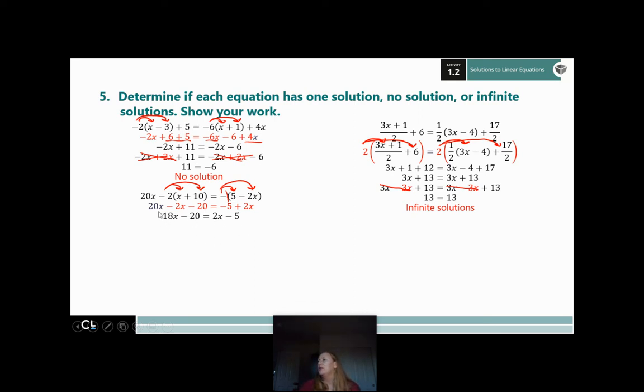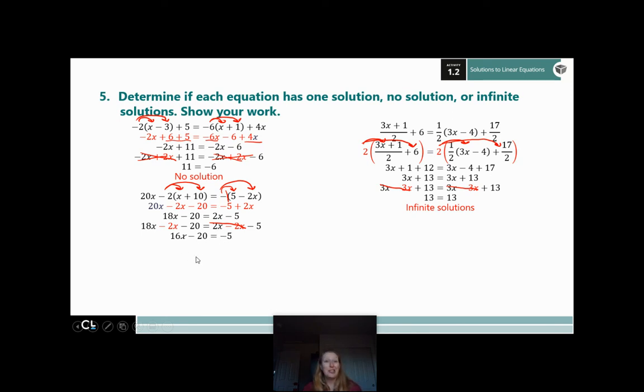I have x's on both sides. So I'm going to go ahead and subtract 2x from both sides. So minus 2x, which means, of course, 2x minus 2x is 0. So that's going to cancel out. So, of course, 18x minus 2x is 16x minus 20. And of course, we still have a -5 over there, so it equals -5.